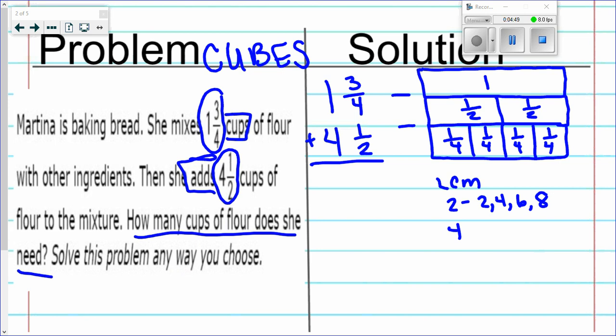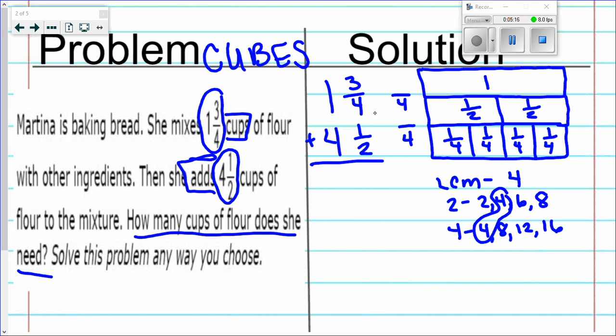So I've written 4 multiples of 2. I'm going to write some multiples of 4, which is 4, 8, 12, and 16. And then I just want to find the one that's the smallest that they both have in common, which is 4. That's my least common multiple, and I know that would be the best denominator as I get these into equivalent fraction form so I can add them.